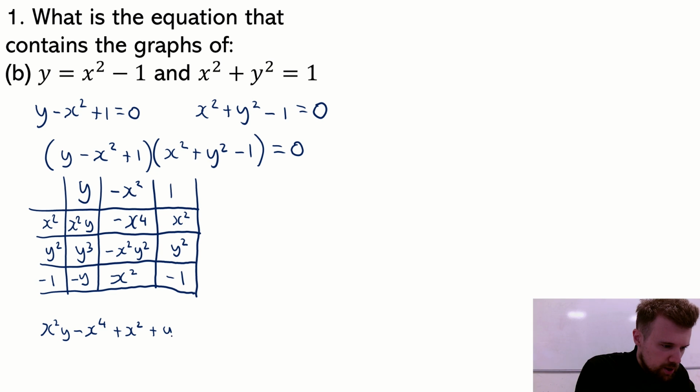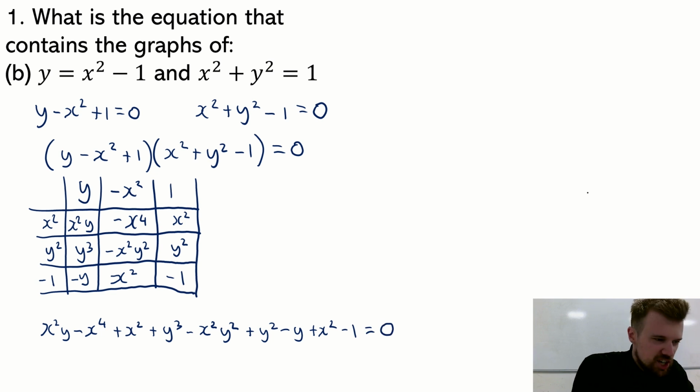You might notice, by the way, nothing simplifying, which therefore means it really was a complete waste of time to multiply the brackets. But I did it anyway. There you go. So that is the equation that represents a circle and a quadratic of the form y equals x squared minus 1, all together in one big graph.